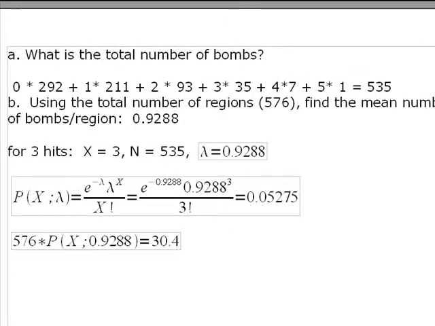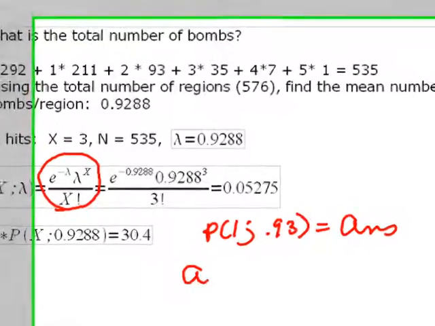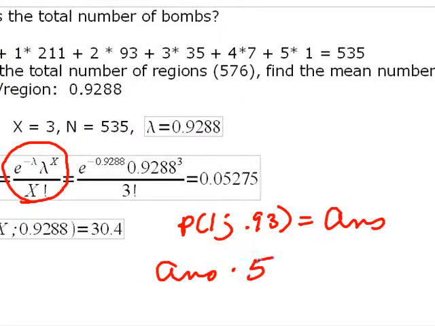Number 3 is done, of course. 1.23, let's say. You find this by using the formula right here. Plug into that formula and you get an answer. You take that answer and you multiply that by the total number of regions, and that will give you the number of regions you expected to get hit once by these bombs.